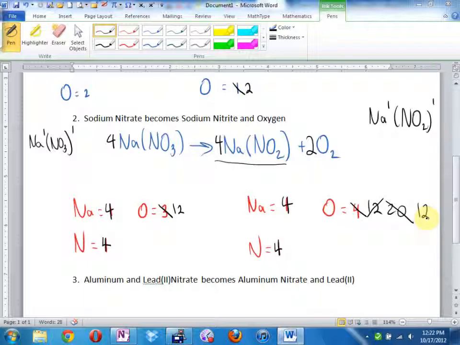Let's double check. How many NAs on the left? 4. Brad, how many NAs on the right? 4. Check. How many N's on the left? How many N's on the right? Okay, now the oxygens. Here we go. How many O's on the left? 12. How many O's on the right? 8 plus 4 is? Works.